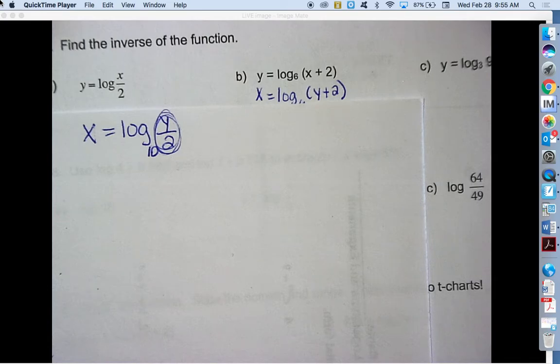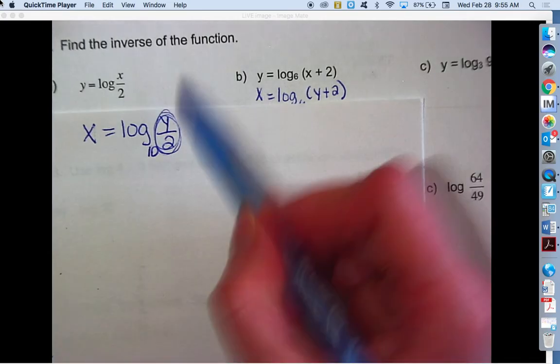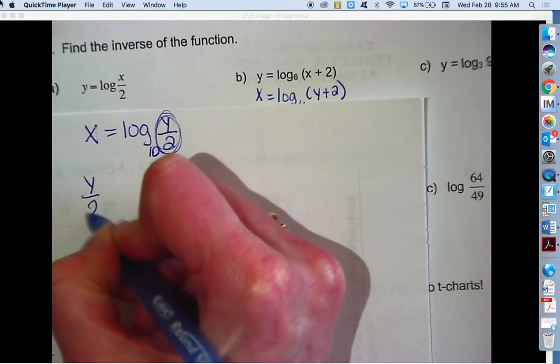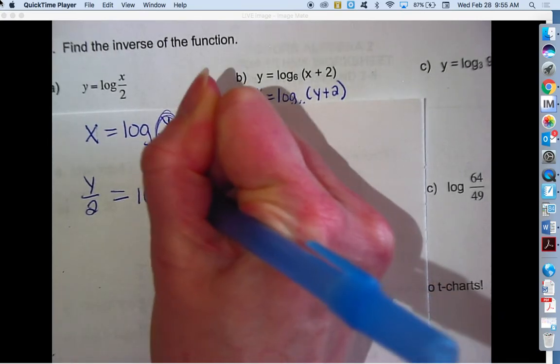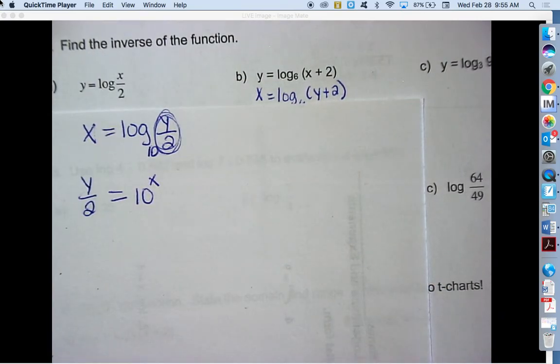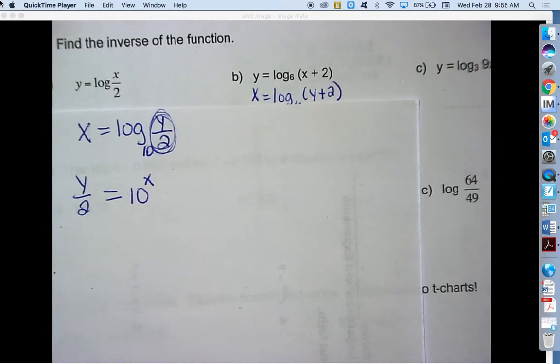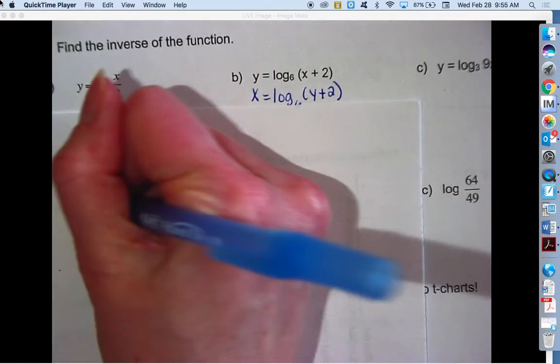So if we write this the same exact way that we did with David's, you're taking the y over 2. That goes on the other side. Now we're getting the equation in exponent form. The base is 10, and then we have the power of x. So y over 2 is equal to 10 to the x. How do you get y by itself? Multiply by 2.